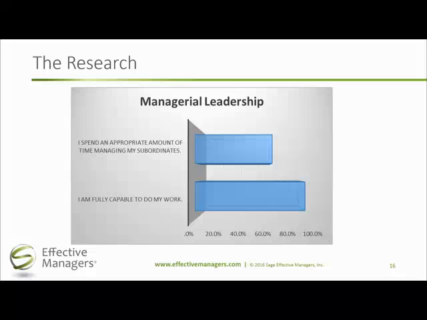We asked the question then, how do you feel that you're spending an appropriate amount of time managing your subordinates? Just over 60% felt that they were spending an appropriate amount of time. So managers themselves recognize this shortfall in terms of them being able to do their work. That's just to set the scene for you in terms of managers have a lot to do. They're pulled in a lot of different directions, and as a result, they feel that they're not able to focus in on their most mission-critical work.